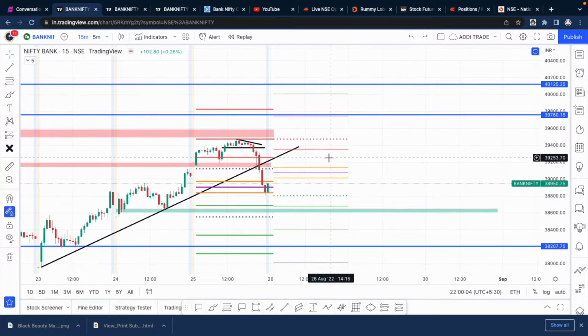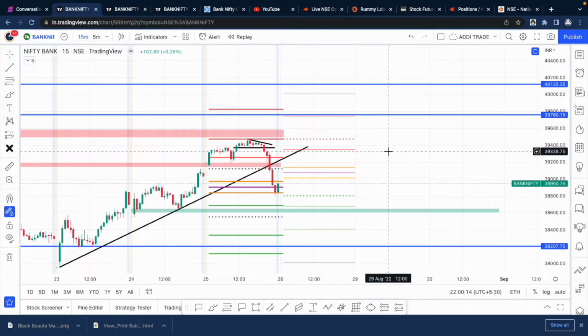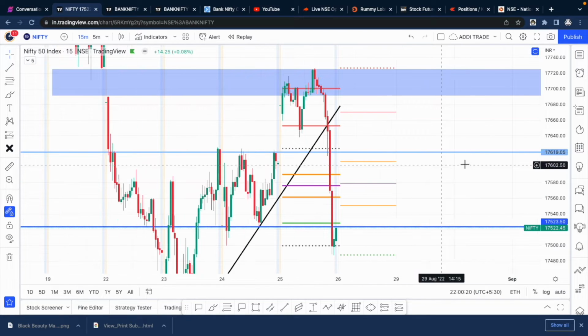And in case we end up getting a pretty big gap up, this is the place where we will have to be careful again, that is 39,470. And let's just look at the possible levels in Nifty.